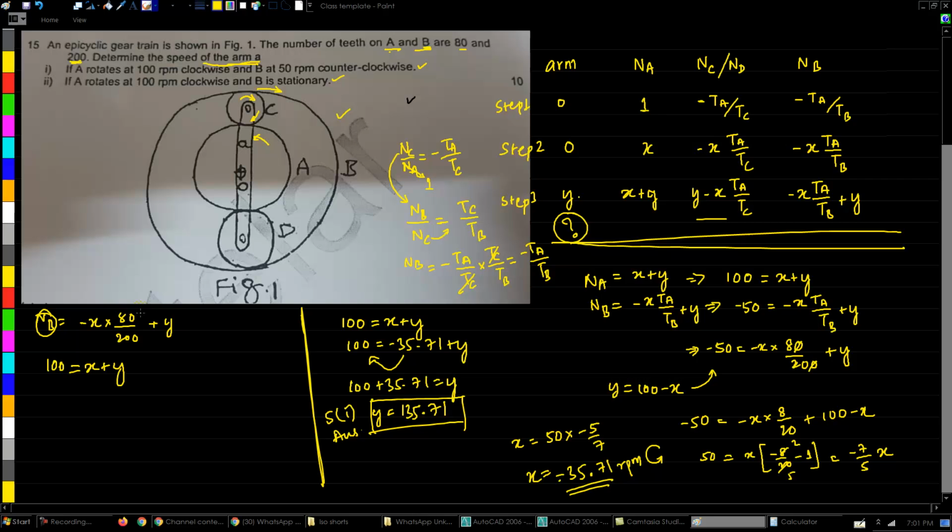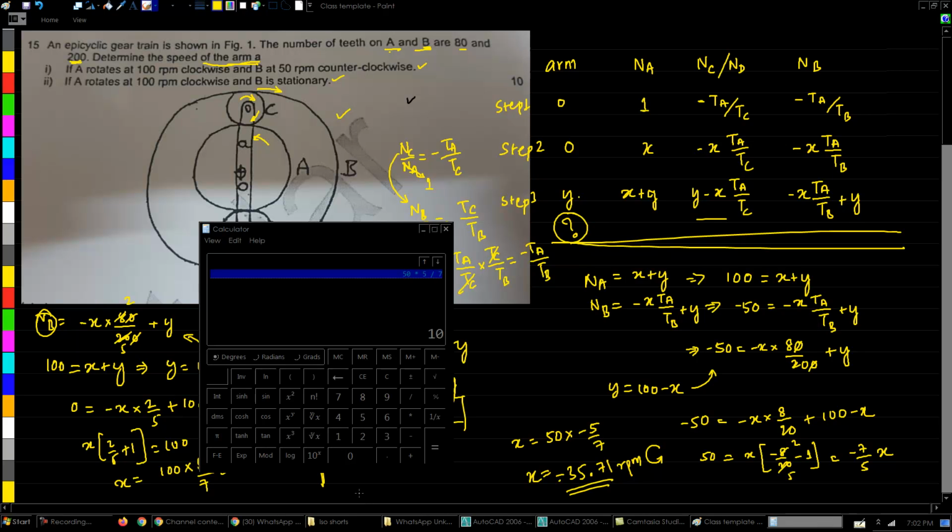So once again, we'll have to solve this equation. 80 by 200 is 2 by 5, and by solving this, we will be able to find it. So y equals 100 minus x, we'll have to substitute here. So we get 0 equals minus x times 2 by 5, and y we are substituting here. Okay, we got this, and then both the x terms are negative, so let us send them to the other side. 2 by 5 plus 1 equals 100, and x will be equal to 100 into 5 by 7. So once again, we'll have to use the calculator to solve it.